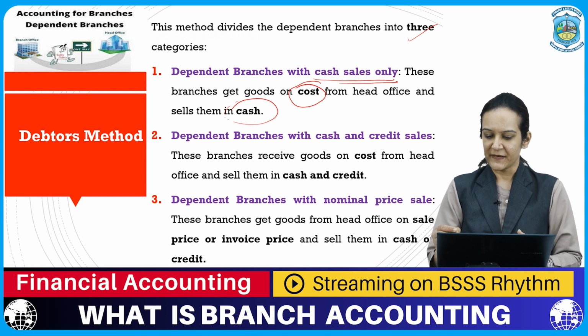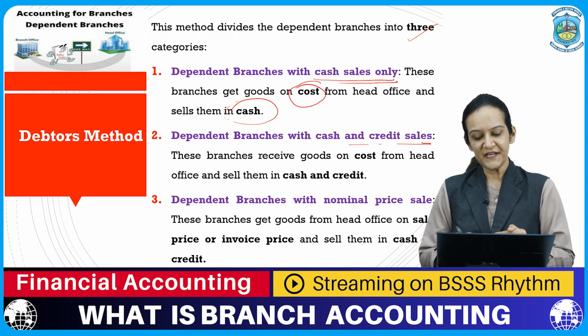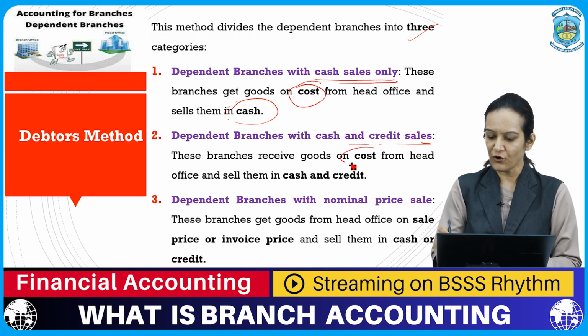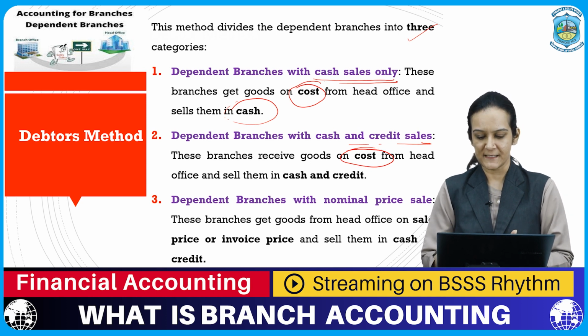Second category is dependent branches with cash and credit sales. So, these are the branches that again receive the goods from the head office at cost price and make both cash as well as credit sales.